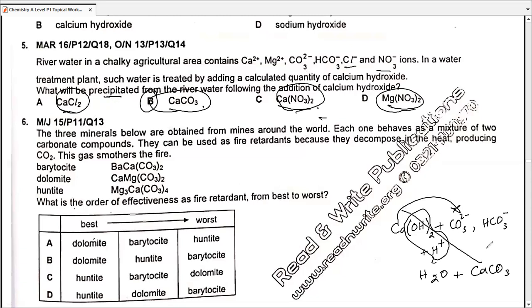Now, if you don't know any of this, just from the word precipitate, you can only get this answer. This cannot precipitate, this cannot precipitate, this cannot precipitate. You know why? Yes. Because they're all soluble.